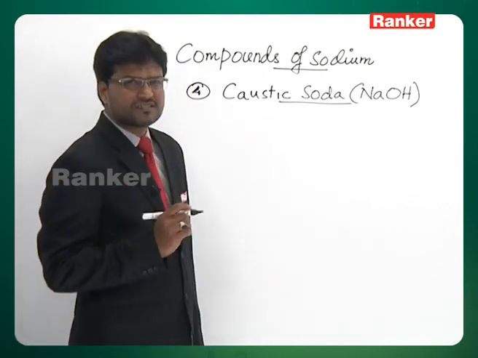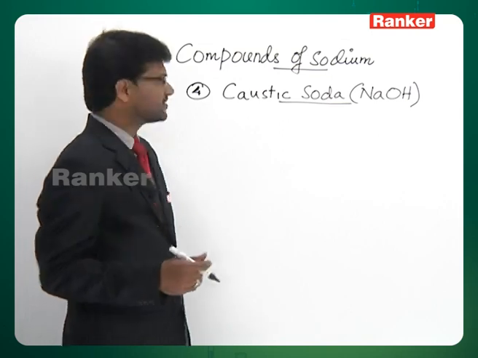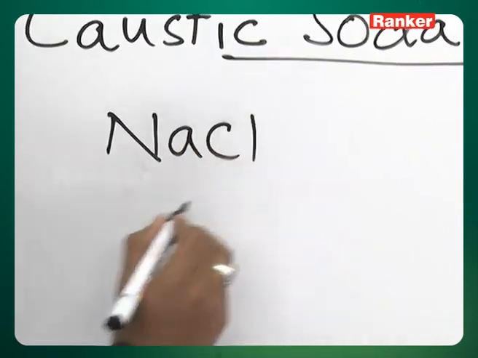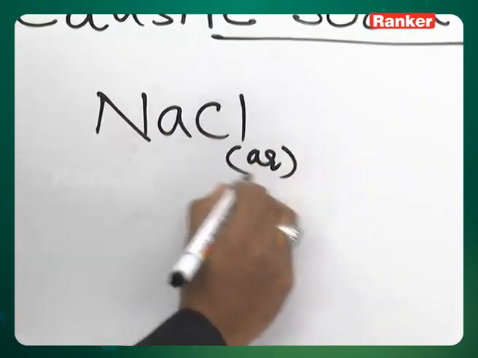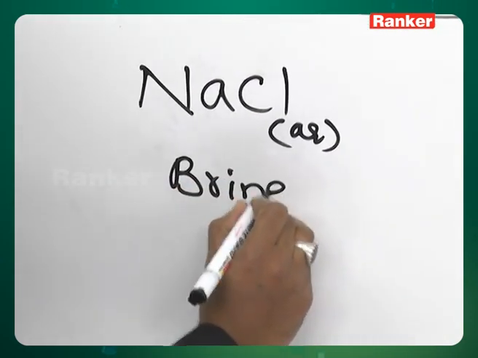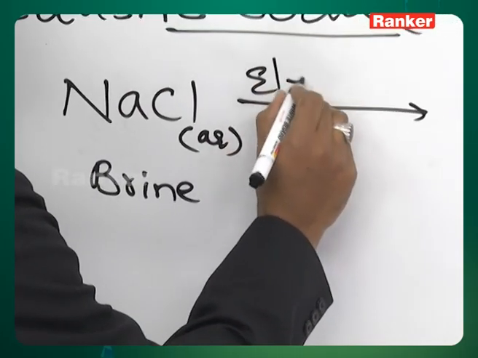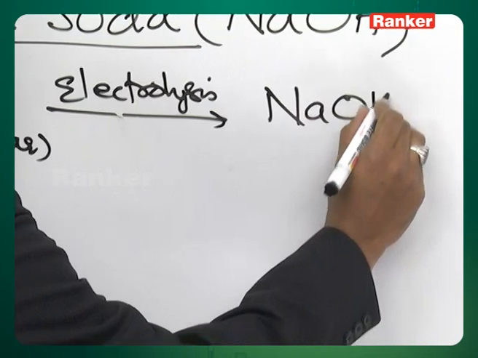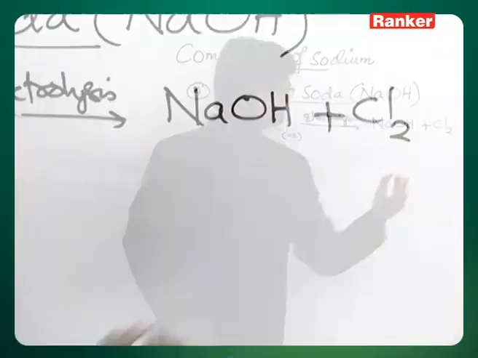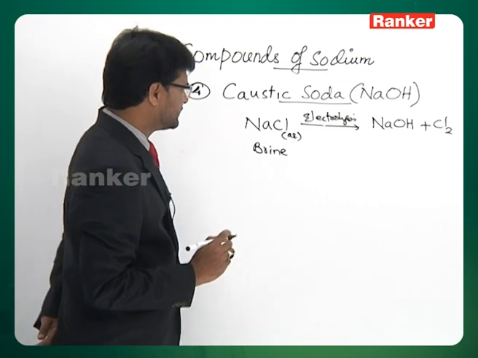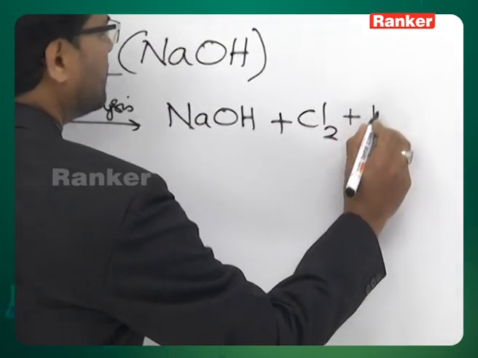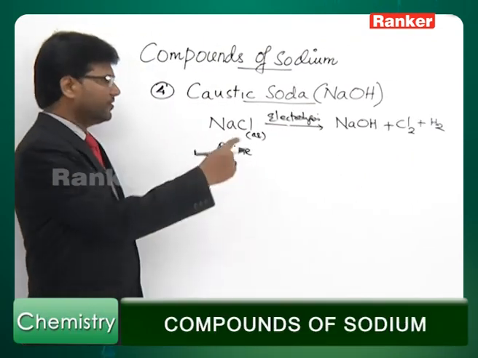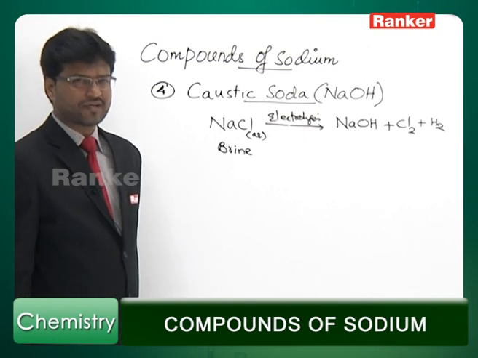Let's learn about the preparation or manufacture of caustic soda. It is obtained from brine. A solution of sodium chloride is called brine. On electrolysis, you get sodium hydroxide. Apart from this, you also get chlorine as a byproduct, and you also get hydrogen gas. These are the substances obtained during electrolysis of sodium chloride solution, brine solution.